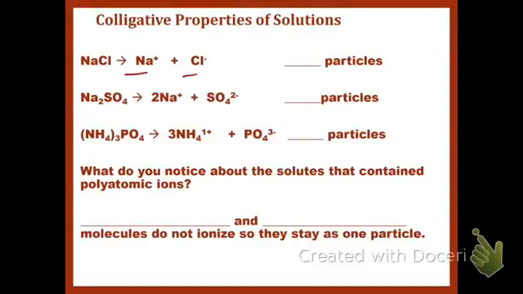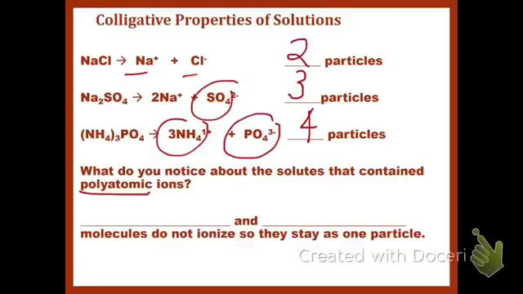So it'd form 1, 2, so it'd have 2 particles. The sodium sulfate breaks apart into 2 sodium plus 1 sulfate, so it would have 3 particles. And then how many would the next one have? 4. Okay? So when you have polyatomic ions, like this, and this, and this, they stay together. When they split up, they stay together as an ion. So I want to make sure you don't accidentally break it into sulfur and oxygen, because they stay stuck together as one particle.